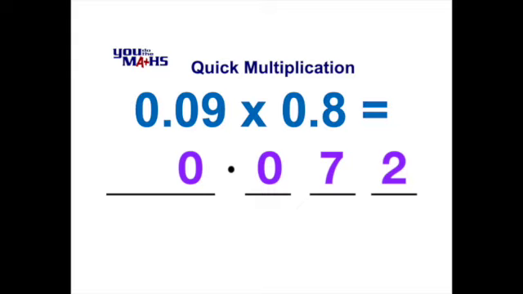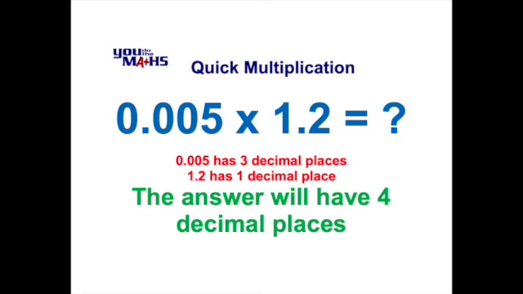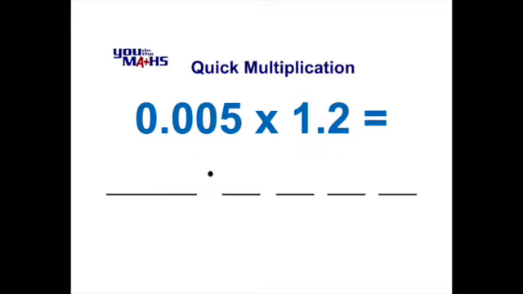Let's have a look at another question of a similar type. So in this case what we have is 0.005 multiplied by 1.2. We can see that 0.005 has got 3 decimal places, in other words 3 places after the decimal point. 1.2 has got 1 decimal place. So altogether we can expect our answer to have 4 decimal places. So we'll put that ready to go prior to multiplying the non-zero numbers.